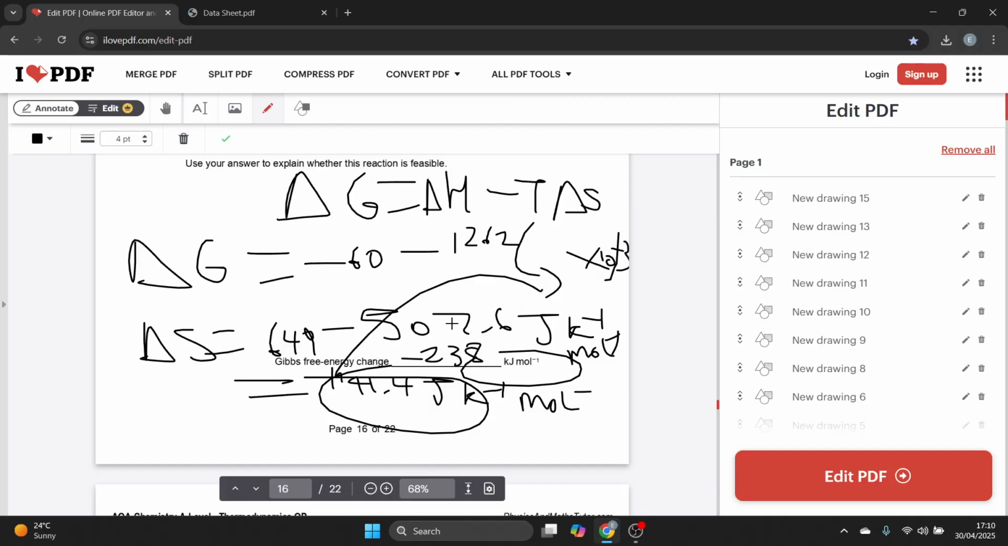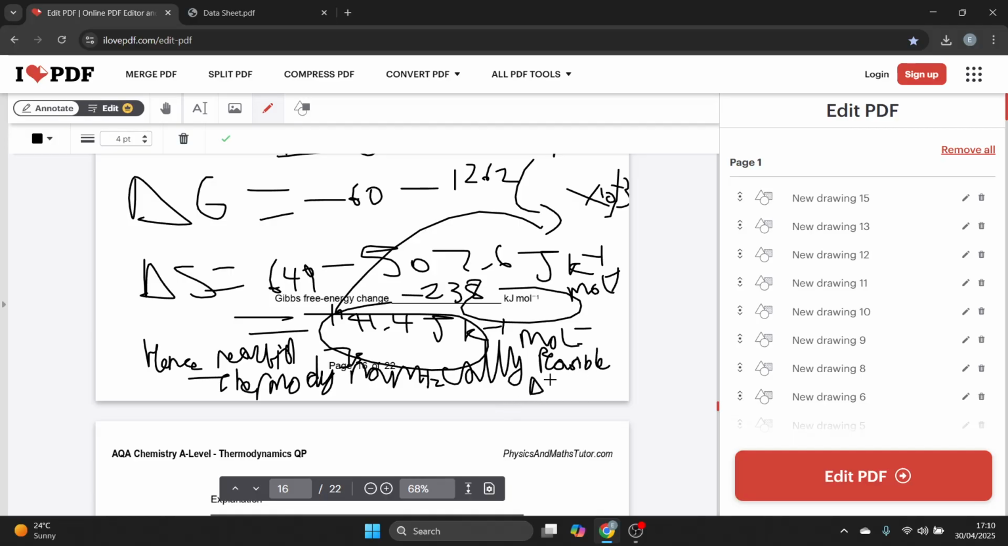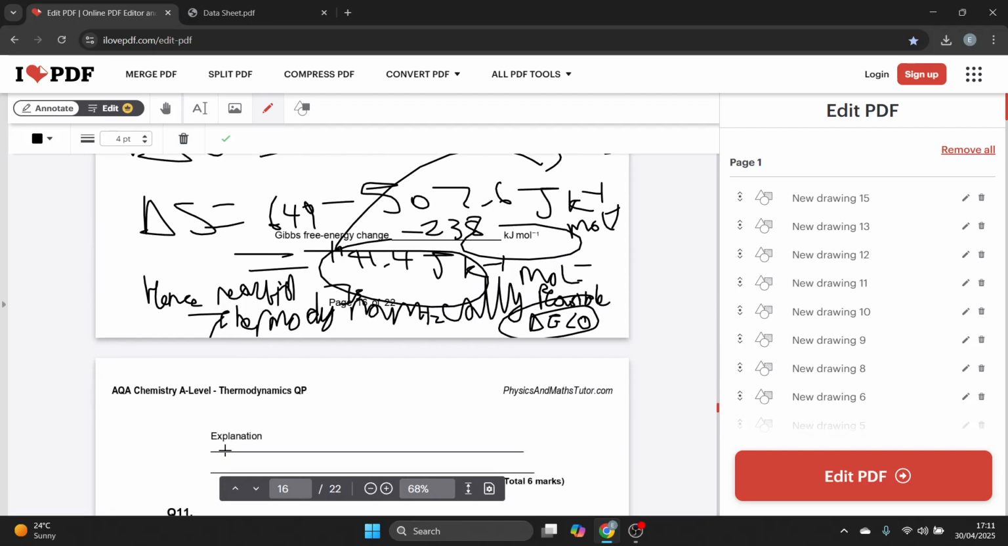And then the reaction is feasible. Hence the reaction is, I like saying this, thermodynamically feasible. Makes me think I'm smart. Thermodynamically feasible. And I'm not going to say delta G, I'm just going to say delta G is less than 0, it's negative. There you go. And how many marks was that? That was 6 marks. The explanation should go there though.